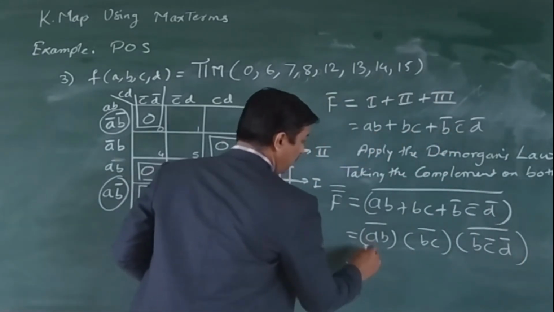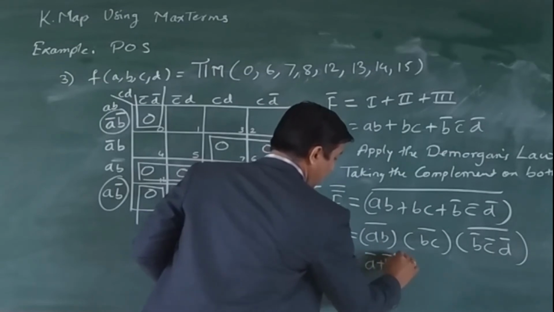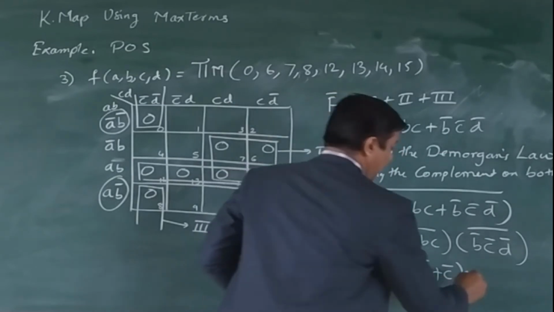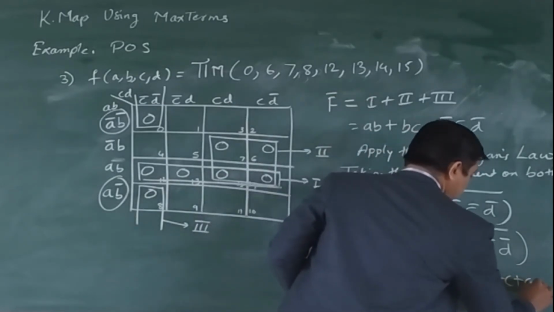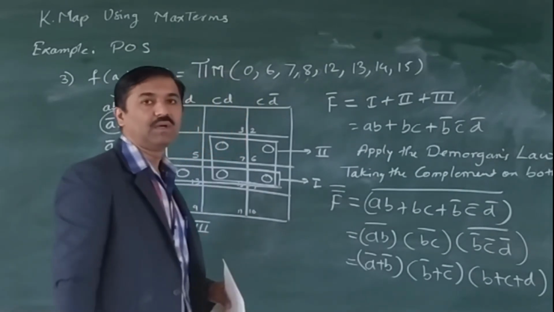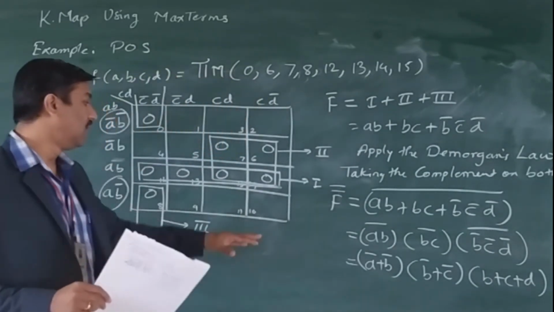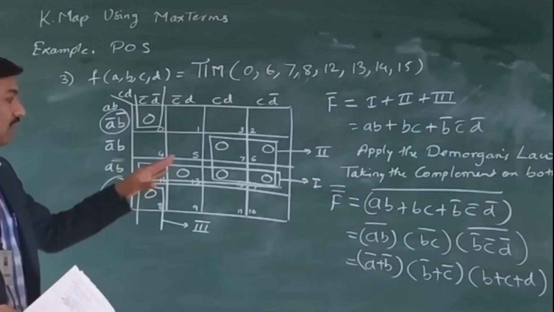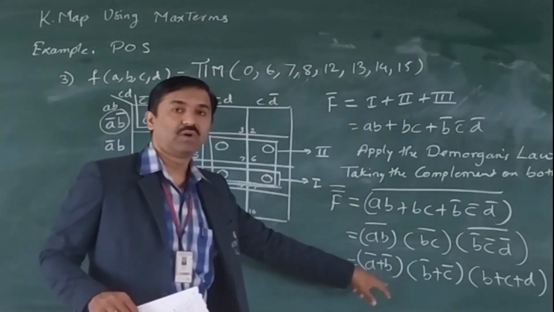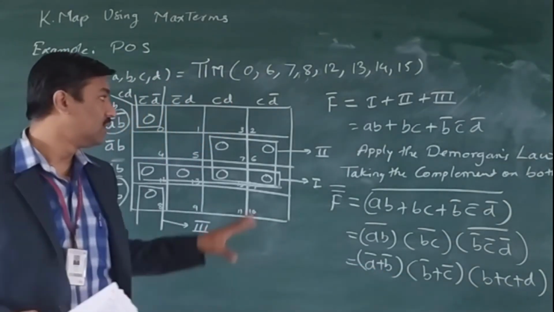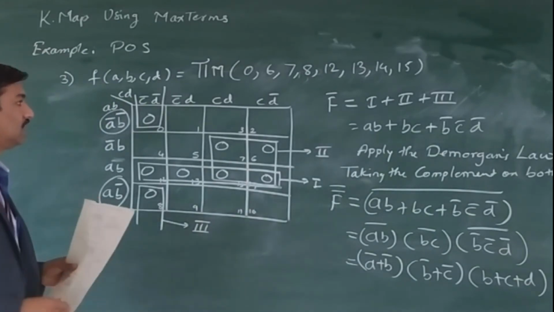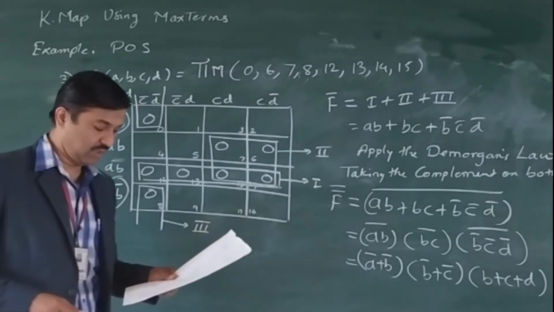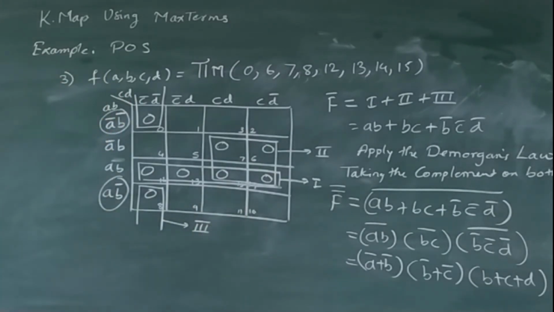So here what happens? A bar plus B bar, here B bar plus C bar, and here B plus C plus D. So this is the final term that you get after taking the complement of the given sum of product expression. Now it is converted into a product of sum expression. Okay, so this is how normally we solve this example for a product of sum expression. Fine. So hope you have understood this.